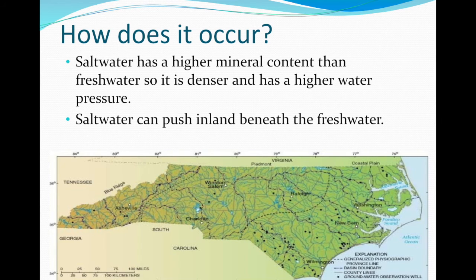So how does it occur? Basically, salt water has a higher mineral content than fresh water, so it's more dense. When it's more dense, it means it's going to have higher water pressure, and then all that salt water is going to start pushing underneath the fresh water and change the continent and all the materials it's made of.